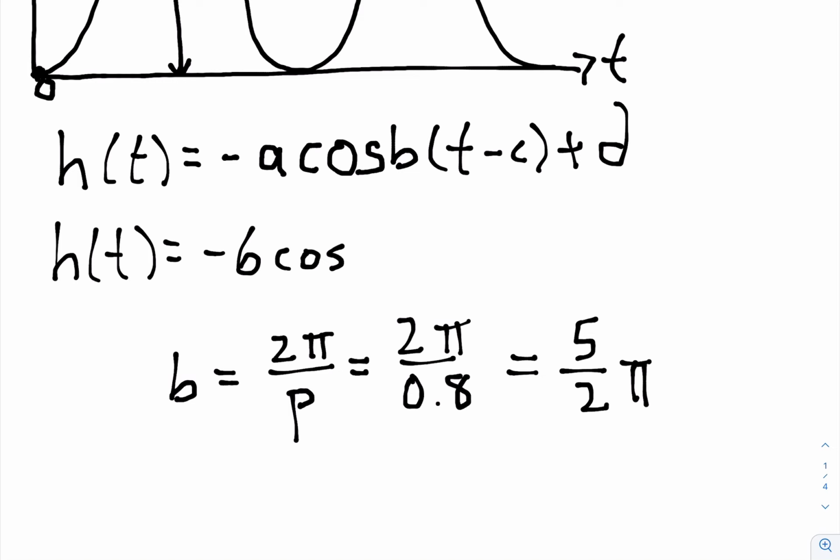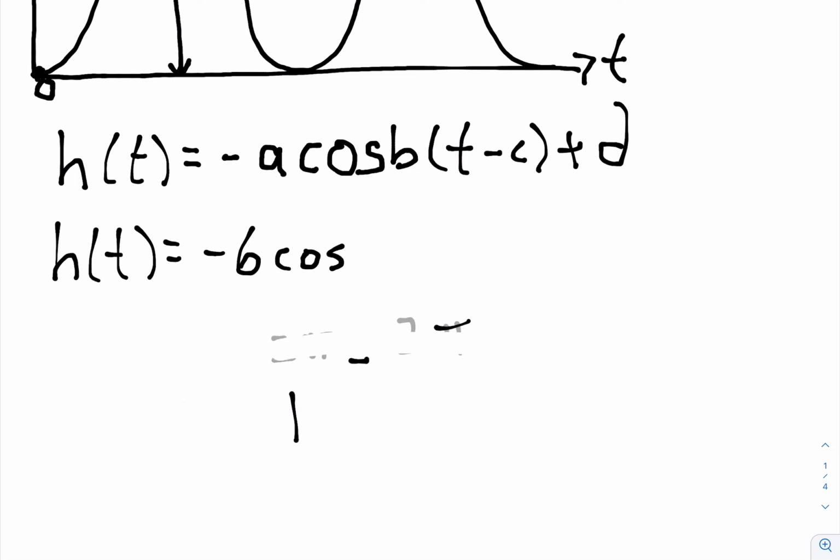Okay, so that's how we can find B. I'm just going to plug that in here. So that's going to be 5/2 pi. Now, what is our C value? That's our horizontal phase shift.